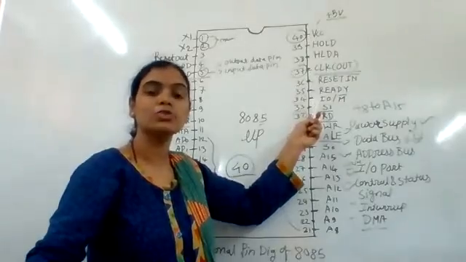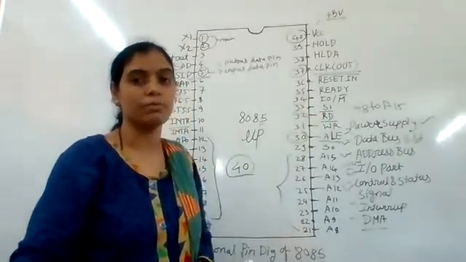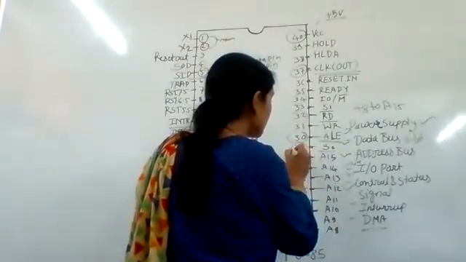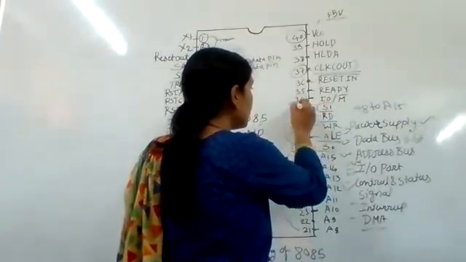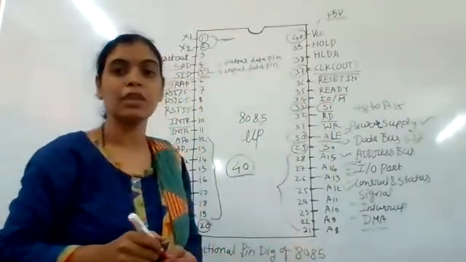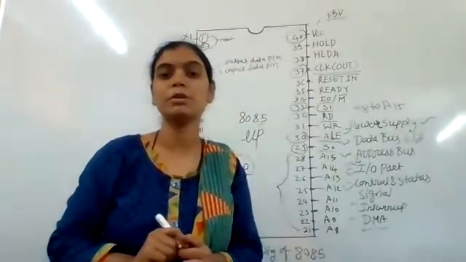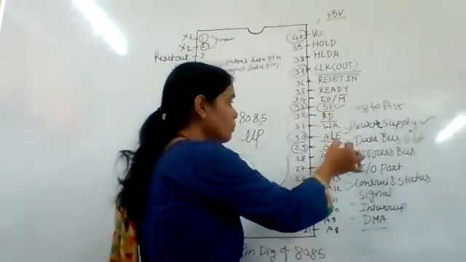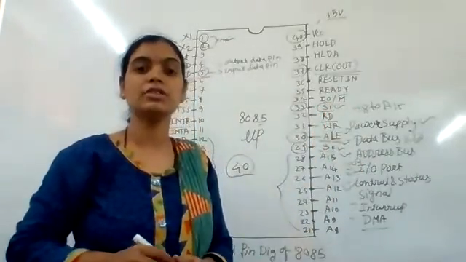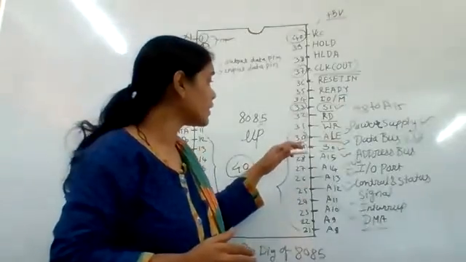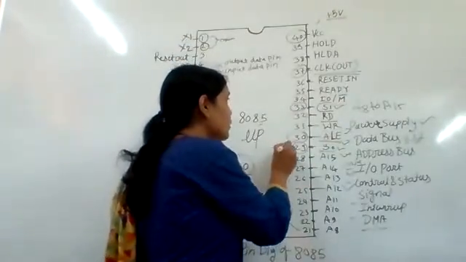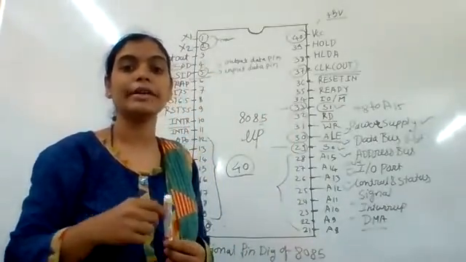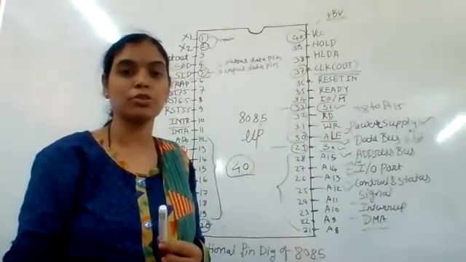Then next are S0 and S1, pin number 29 for S0 and pin number 33 for S1. These pins represent the status signals. They show the type of the recent operation of the microprocessor.